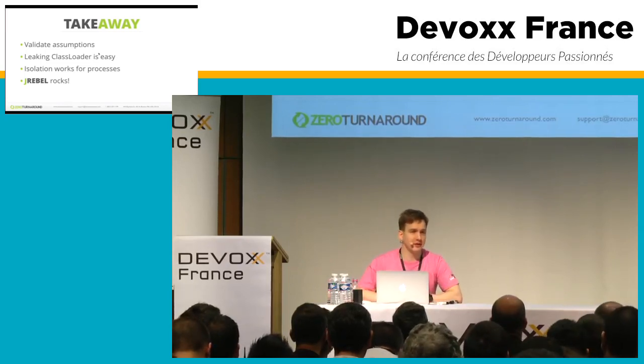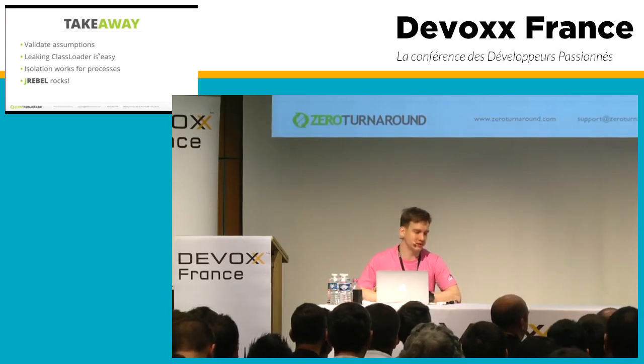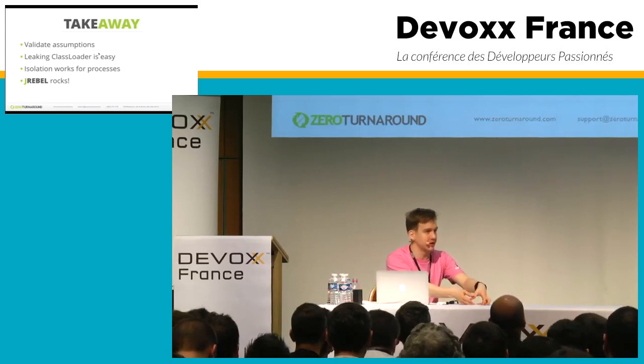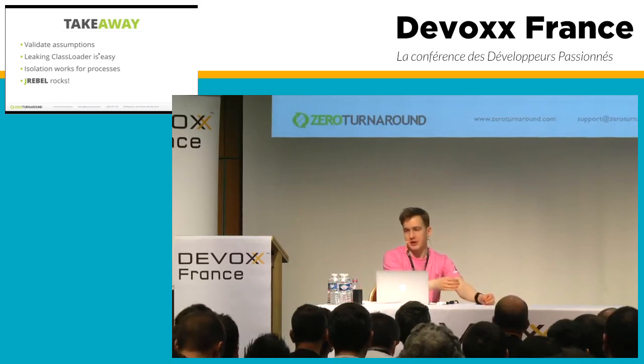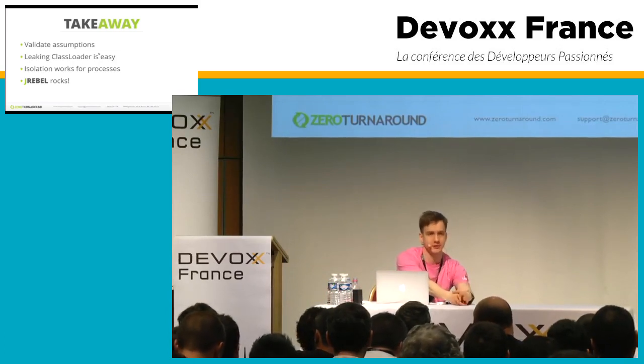Second takeaway is that leaking class loaders are really easy. So it's not enough to isolate different components of your applications on different services. It's not enough to just load them in different class loaders. Most definitely something will go wrong.